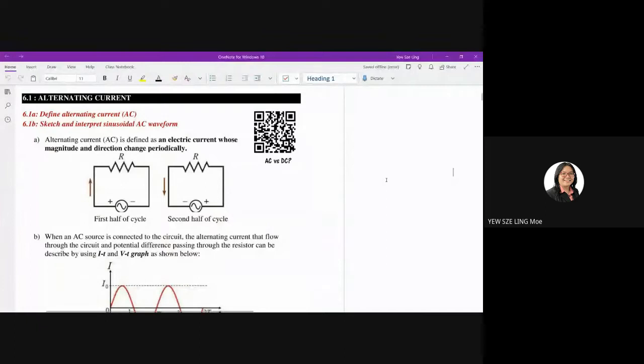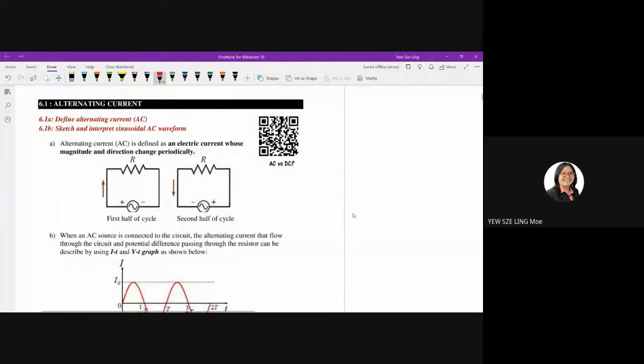Okay, now chapter 6, AC. AC is an alternating current. Now, before that, let us do a quick recap of what we have learned from chapter 1 until right now.